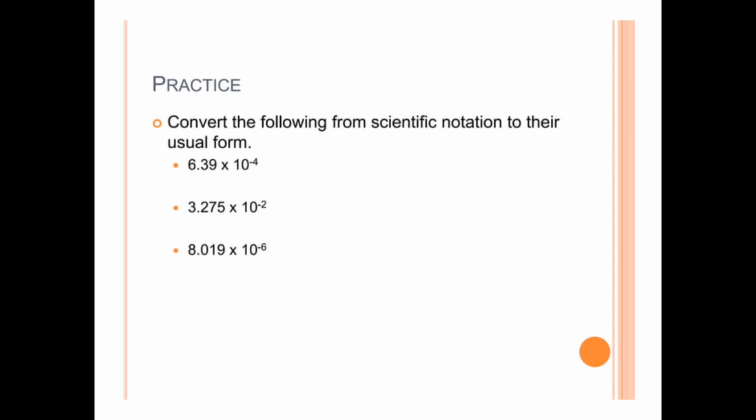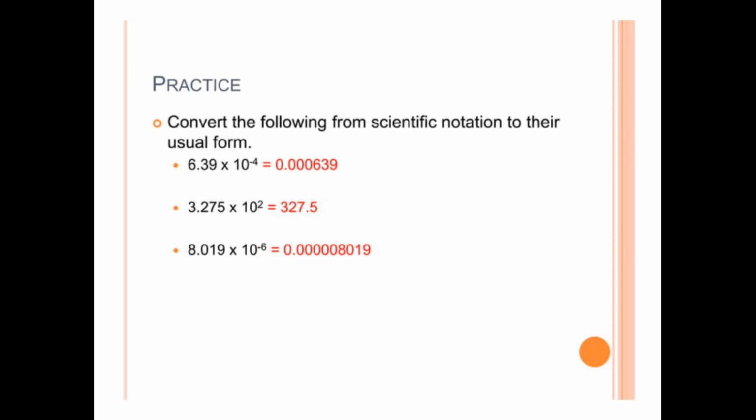Okay, let's look at a practice question here. You have to convert the following scientific notations to their usual form. Like we have said, the m here is 6.39, and then times 10 raised to power n, where n here is minus 4. The same thing, the m here is 3.275 times 10, and n there is 2. Then 8.019 times 10 to the power minus 6. Okay, so let's look at them.